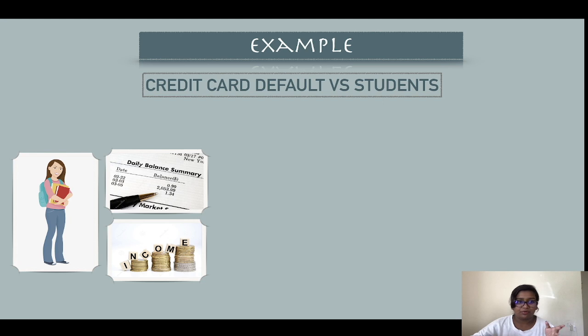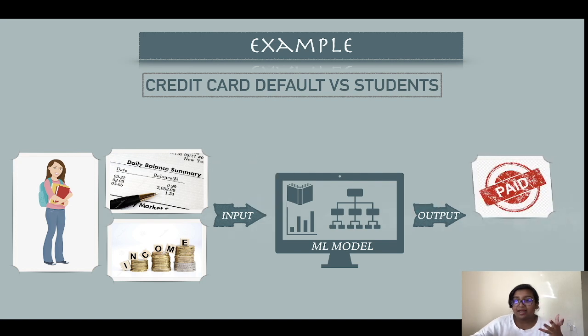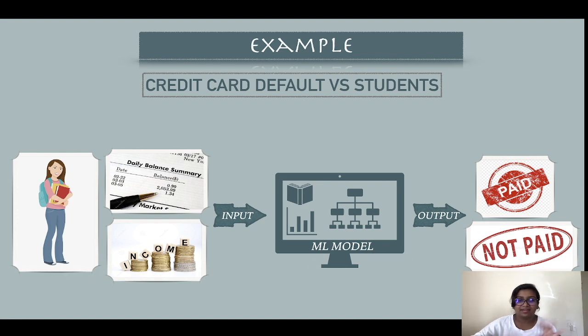So we're going to give whether the person is a student or not, their account balance and their income as input to a trained algorithm. A trained algorithm is an algorithm that has already mapped the trends and the patterns and the relationship between the variables. So when you give the input to the trained algorithm, it would give you the output whether the person paid or the person defaulted. Right? So this is basically what machine learning does. Based on your input, it would predict the output.